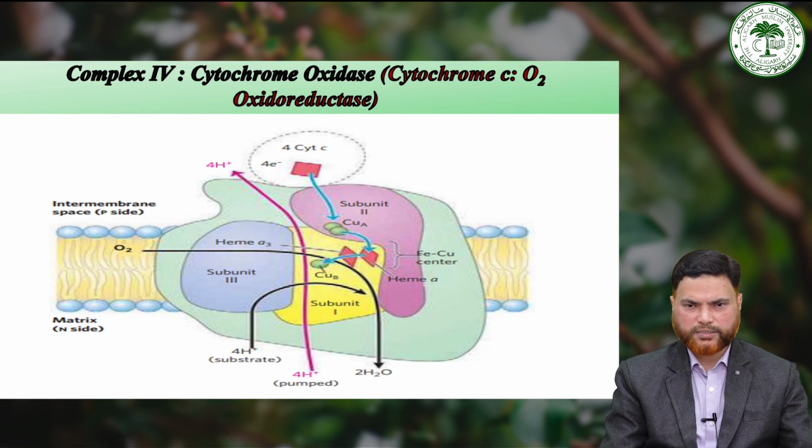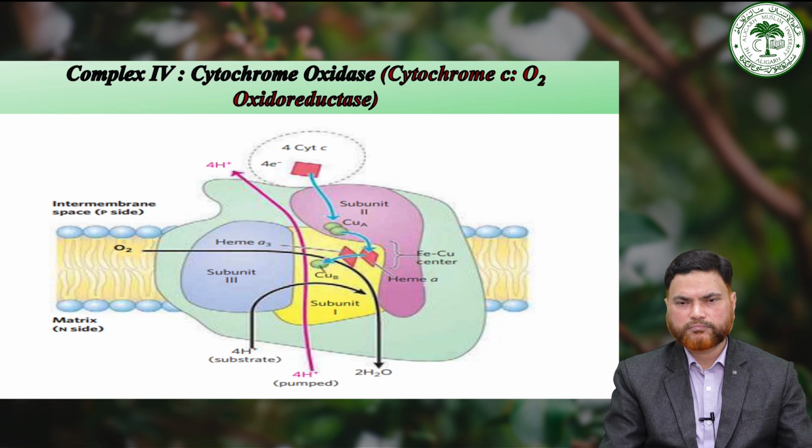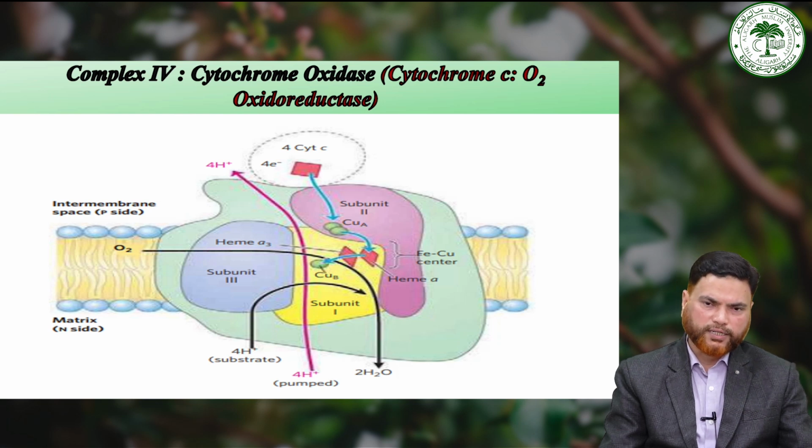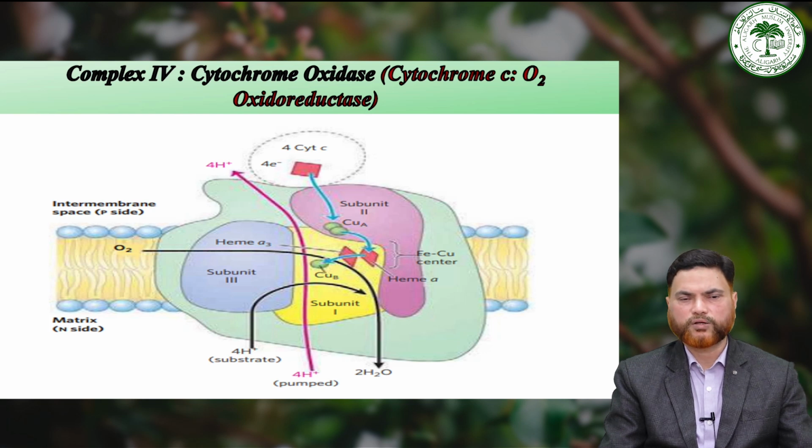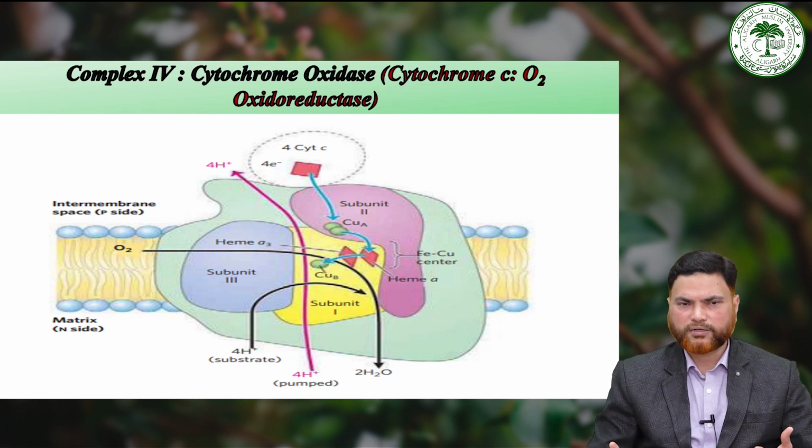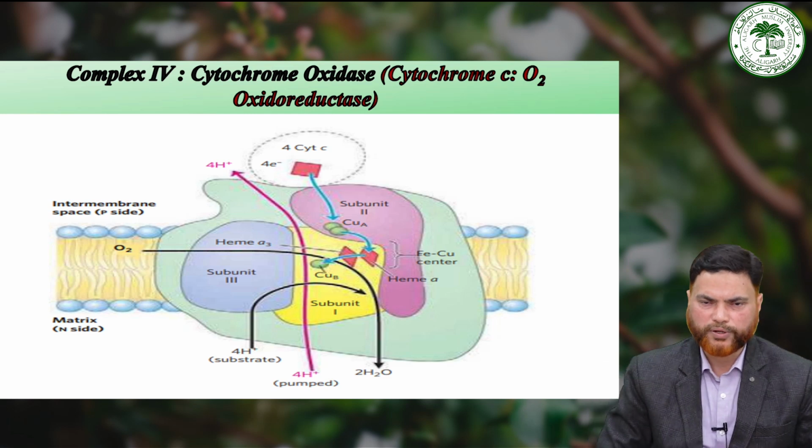Then, how is this complex helpful for transfer of electrons? Basically, electrons are delivered to complex 4 from cytochrome C, which carries them one at a time. The electrons then pass through several centers within this complex, including the copper ions and the heme groups, in a series of redox reactions. Ultimately, as you see in the slide, the electrons are transferred to molecular oxygen, which serves as the final electron acceptor.